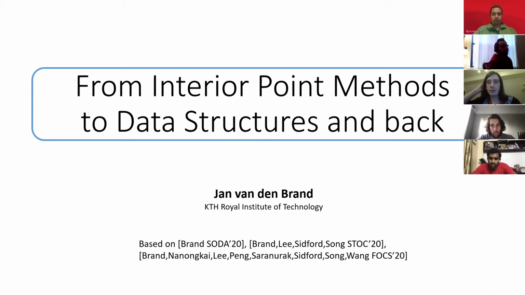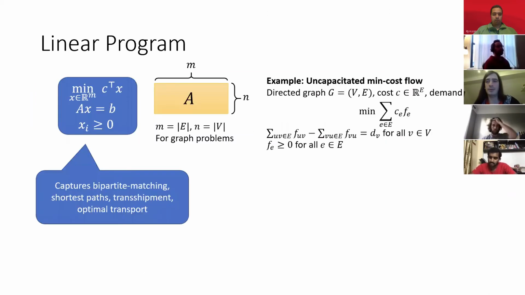So I'm going to talk about a bunch of results for linear programs. Let me quickly define what type of linear program we are considering here. We are trying to find a solution vector X that minimizes the inner product with a cost vector C. The solution needs to satisfy a bunch of linear constraints that are given by some matrix A, and the entries of X need to be non-negative.